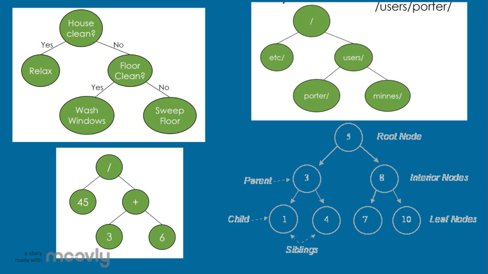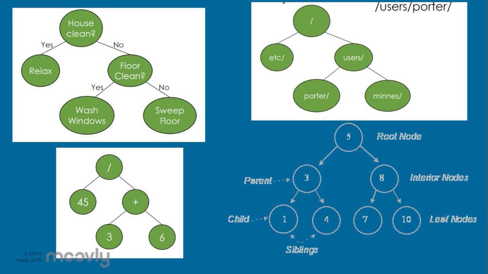Decision trees are also fairly common. Here is an example. If your house is clean, you might make a decision. Yes, my house is clean, so I just relax. No. Well, is my floor clean? Well, no, so I better sweep the floor. So these kinds of decision trees help guide decisions you might make.